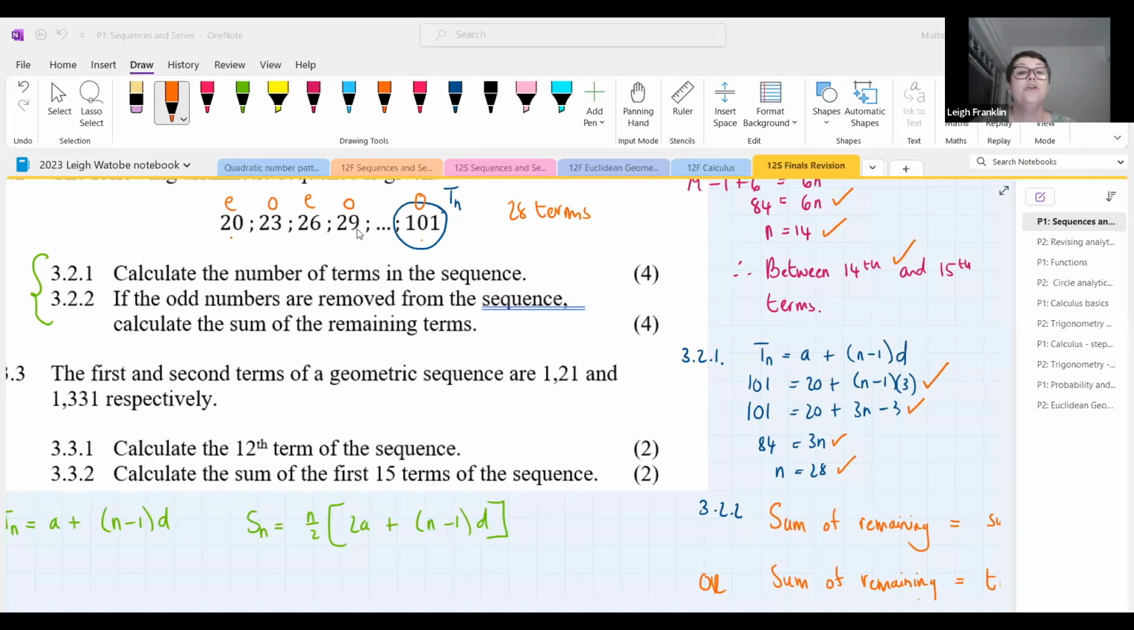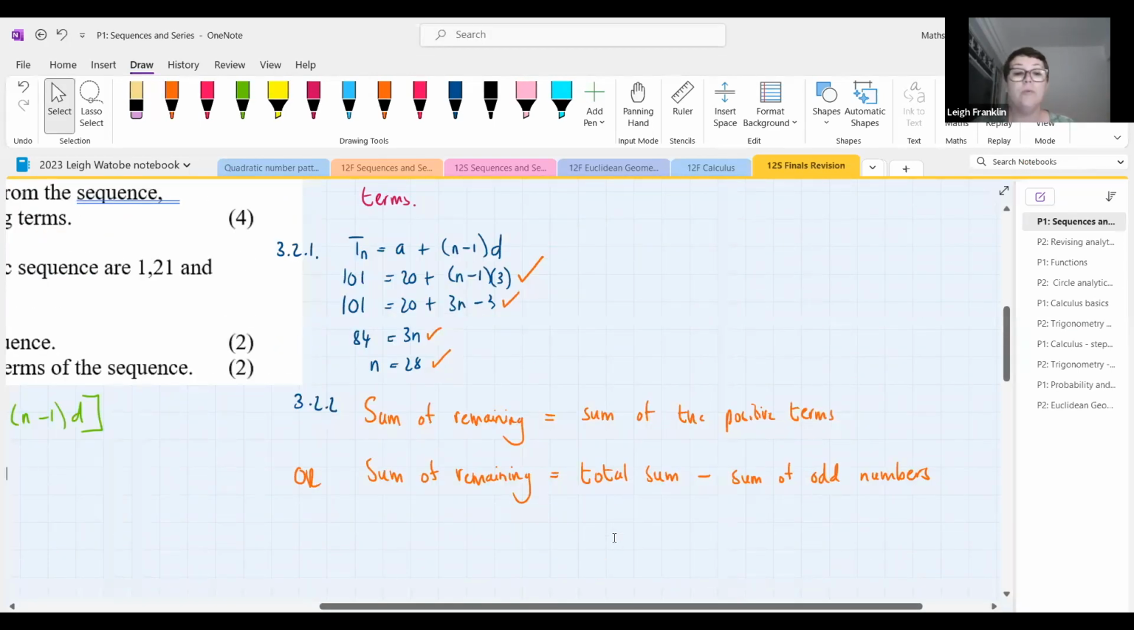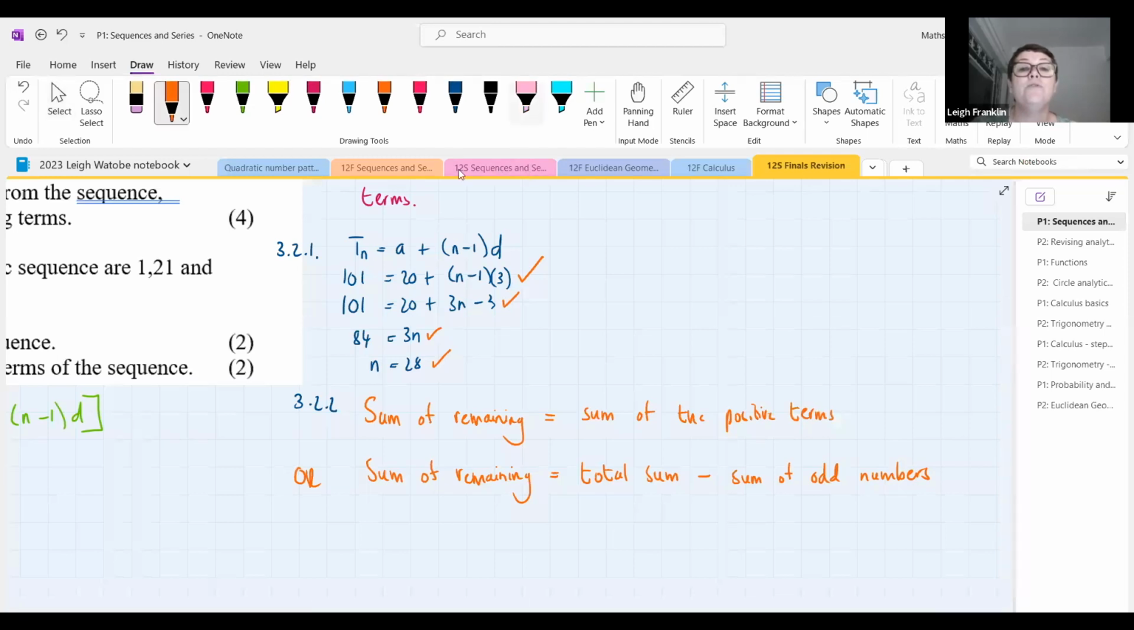So probably the most common way of doing it, even though it's a little bit more work, would be this way over here. In other words, your total sum of numbers, there are 28 terms in total. So it would be 28 over 2, 2a plus n minus 1 times d, minus the sum of the odd numbers.